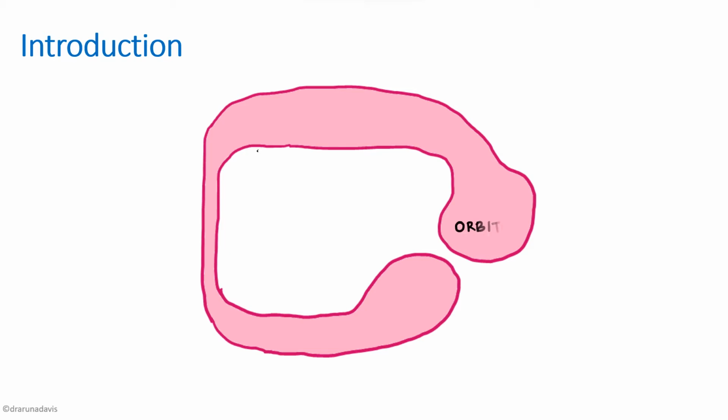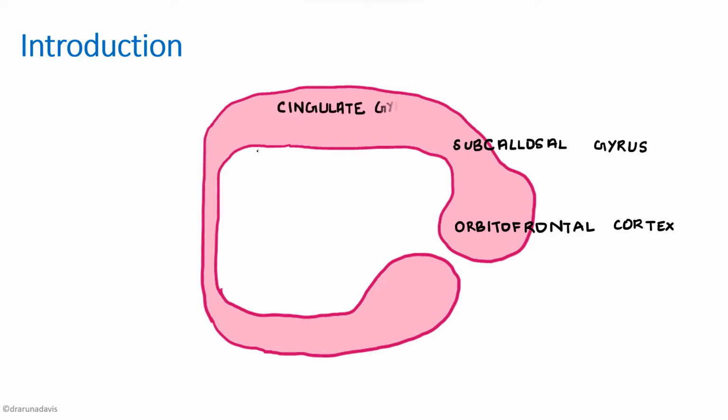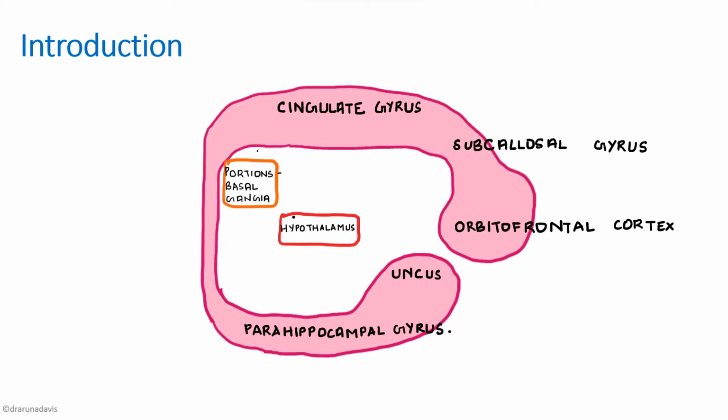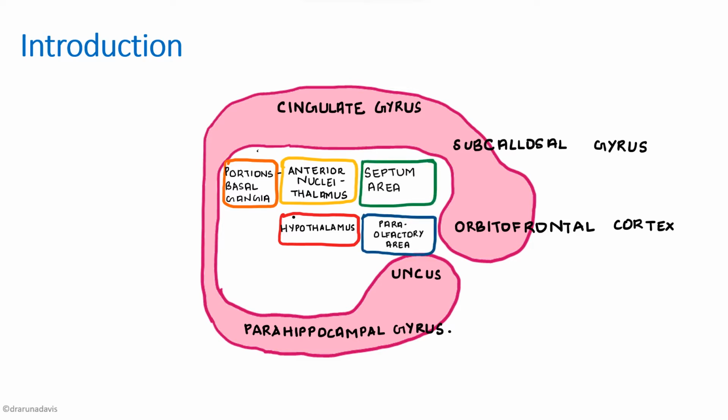The limbic cortex consists of the orbitofrontal cortex, the subcallosal gyrus, then the cingulate gyrus, the parahippocampal gyrus, as well as the uncus. So this is the limbic cortex. Now we've got some subcortical structures also, which include the hypothalamus, portions of the basal ganglia, the anterior nucleus of the thalamus, the septum area, paraolfactory area, amygdala, as well as the hippocampus. So these are the structures that form the limbic system.